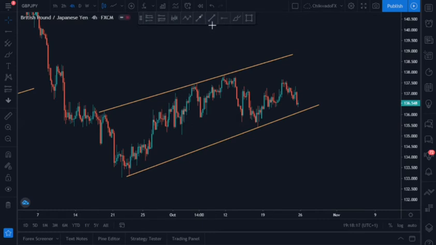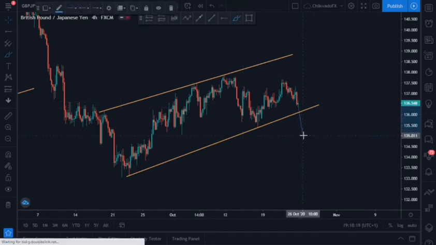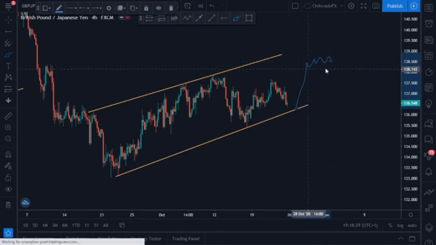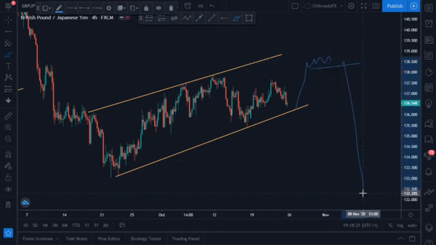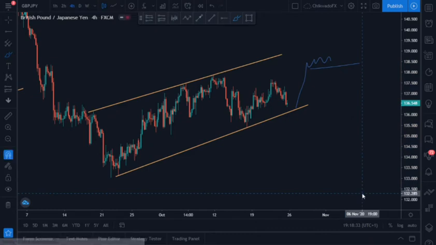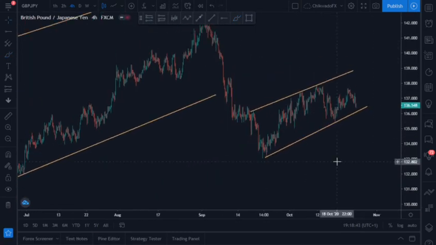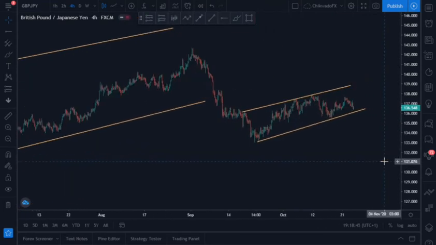So I'm expecting the market, we could go straight from here, create a type of structure and drop, or we could see the market pull back to catch traders on the wrong side of the market, create a type of structure, and then we drop from there. So whatever happens, what we're looking for overall on pound yen, as we have it here, is a major drop to the downside.